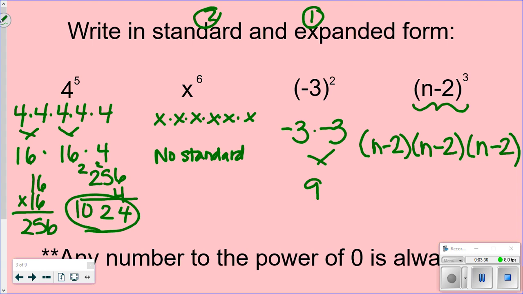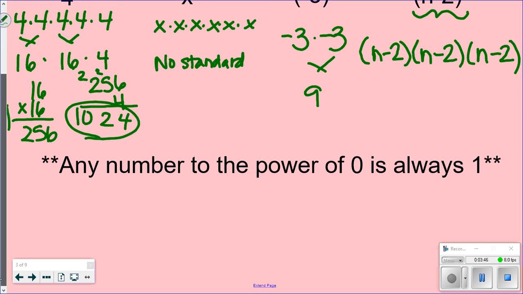That's (n - 2)^3. Again, there's no standard form because we do not know what n is. One thing you need to make a note of in your notebook is that any number to the power of 0 is always 1. So for example, if you have 4 to the power of 0, it's always 1.